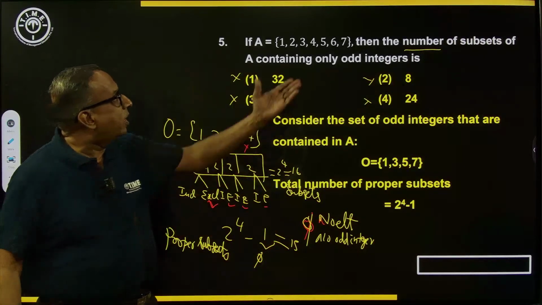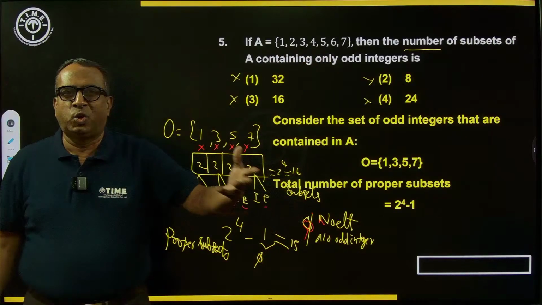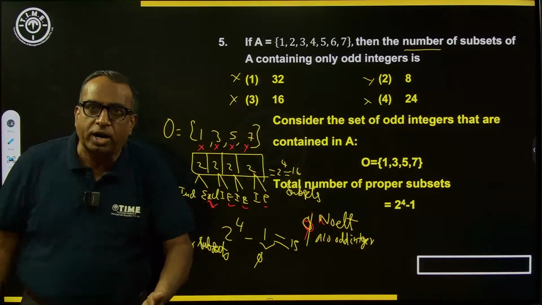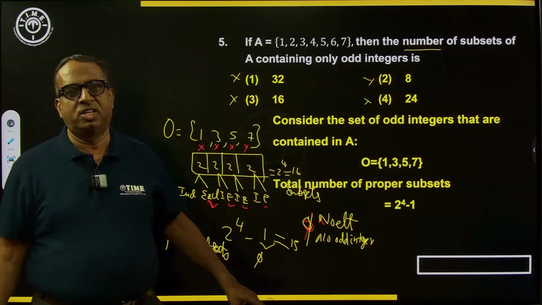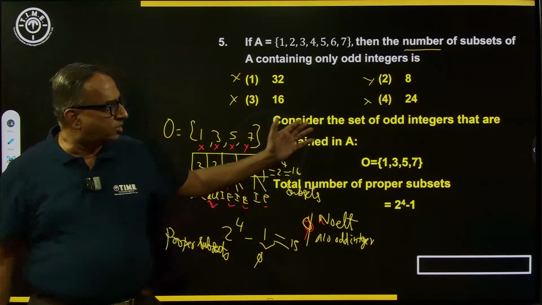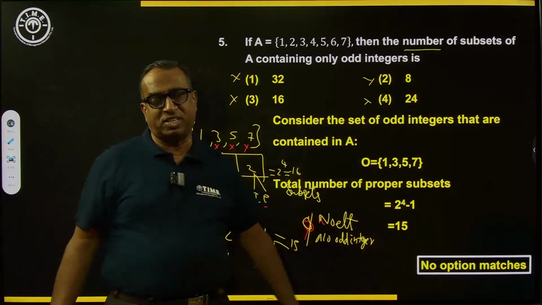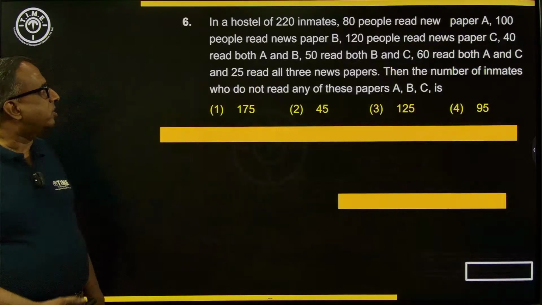When it is the empty set, no integer is present, and hence no odd integer. No element means no integer and hence no odd integer. So that is unfavorable for us. That is of no use to us. So the actual answer is 15. It is not in the choices. Okay, so none of the answers are matching. No option matches. Okay, we'll go to the next question.